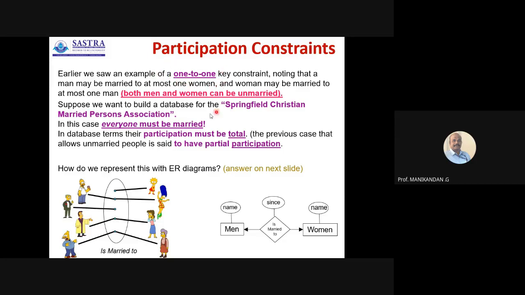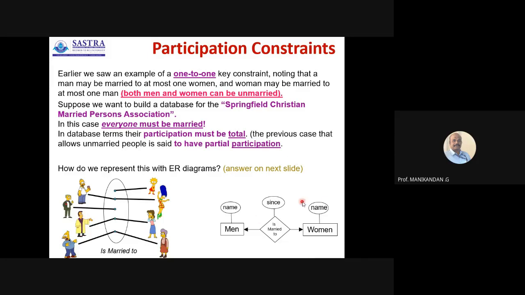Now you want to build a database for Springfield Christian Married Persons Association. So now what is the constraint? Everyone must be married. So in database terms, their participation must be total. In the previous case, it allows unmarried people, so it is said to have partial participation.